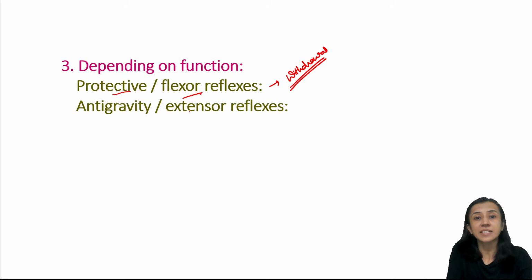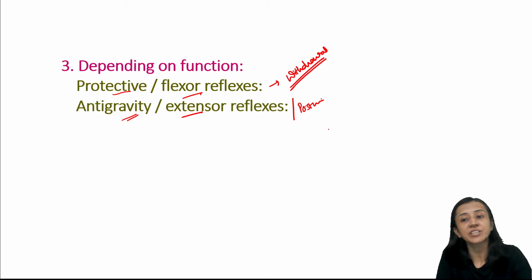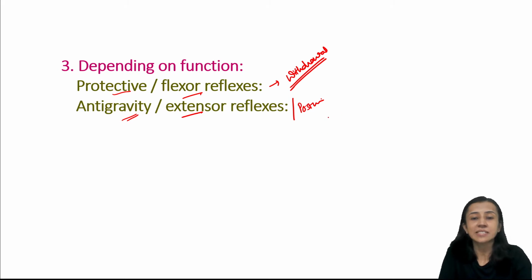And second are extensor reflexes. They are also known as anti-gravity reflexes or postural reflexes. To maintain the posture, we have to protect the body against gravitational force, and that is done by extension of commonly the lower limb. So these are extensor reflexes.